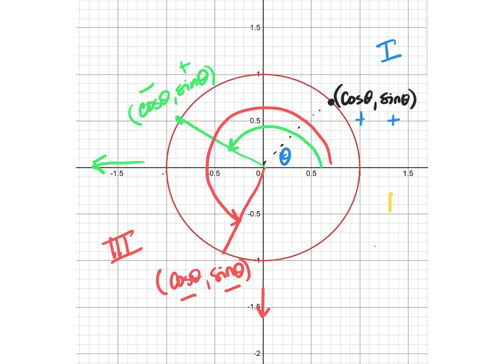And in the fourth quadrant, if we were looking at an angle all the way around, these coordinates will have a positive x coordinate, cosine, and a negative y coordinate: positive, negative. So when you're looking at the coordinates of the angle in a specific quadrant, you want to think about whether the x coordinate is positive or negative and whether the y coordinate is positive or negative.